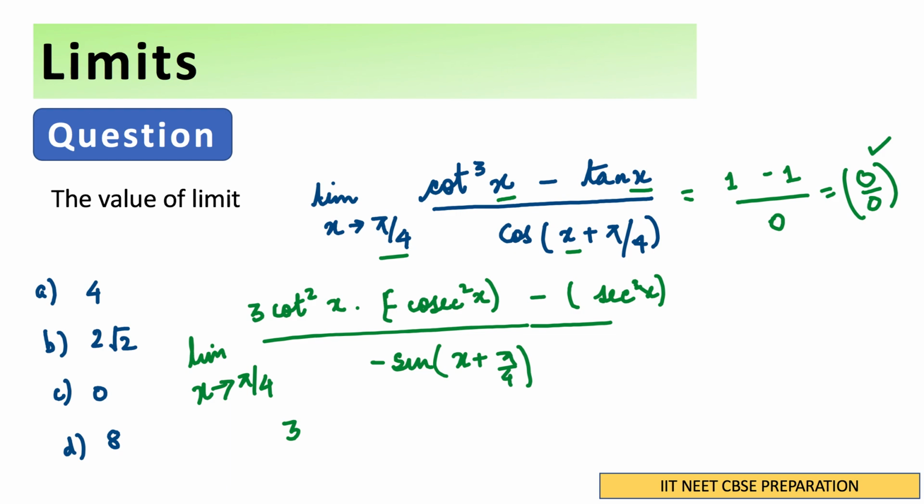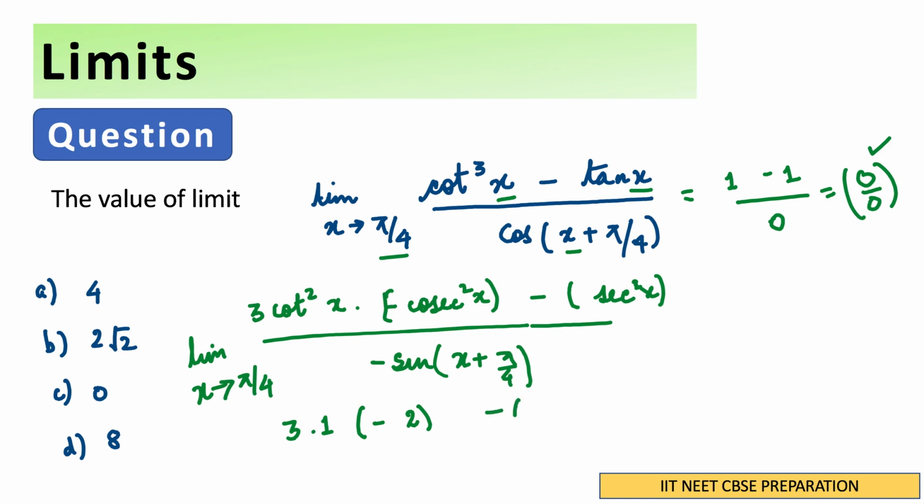So I can write this as 3 cot square x. Cot pi by 4 is 1, so this will be 3 into 1. Then we have minus cosec square x, which is minus 1 upon sine square x. Sine pi by 4 is 1 by root 2, and 1 by root 2 whole square is 1 by 2. So this will become 2, because it goes in the numerator.